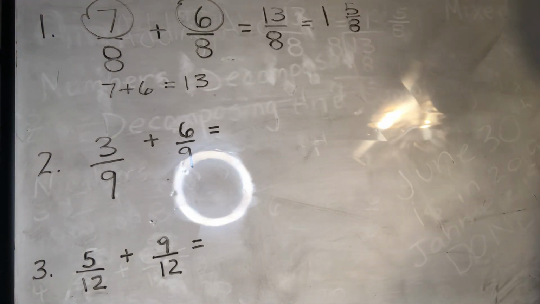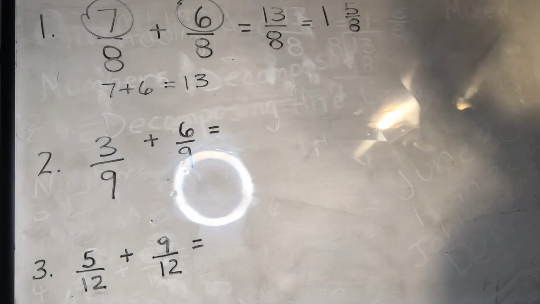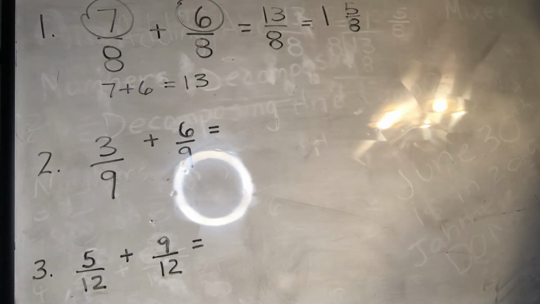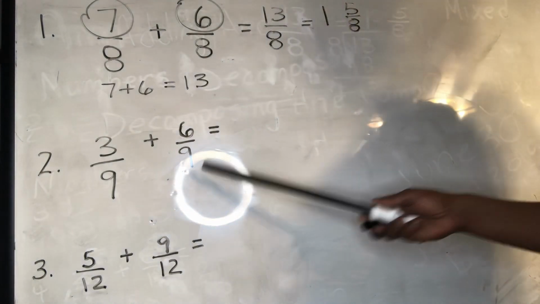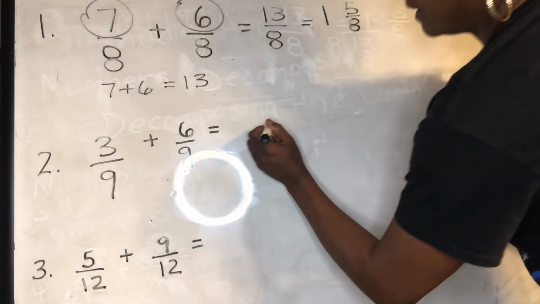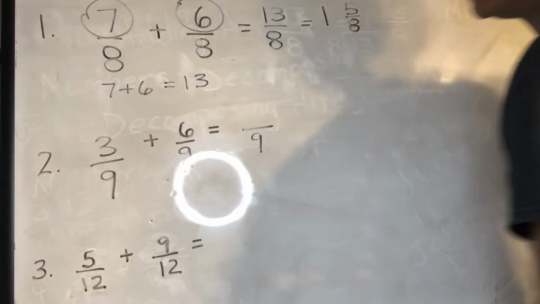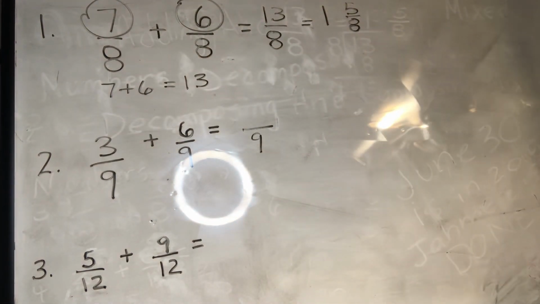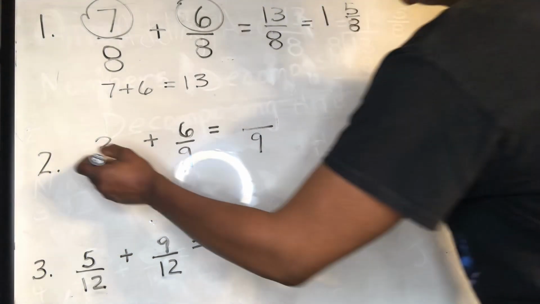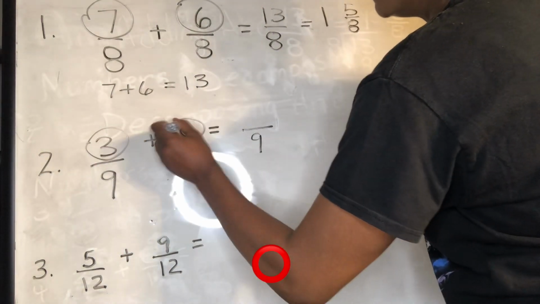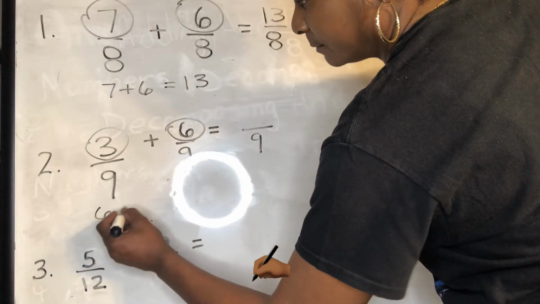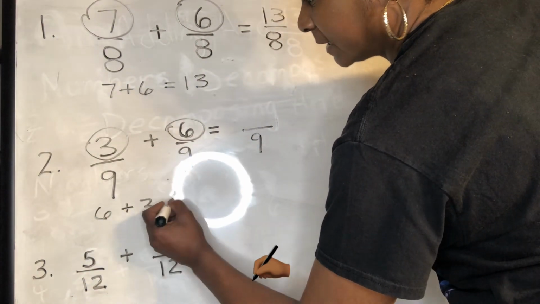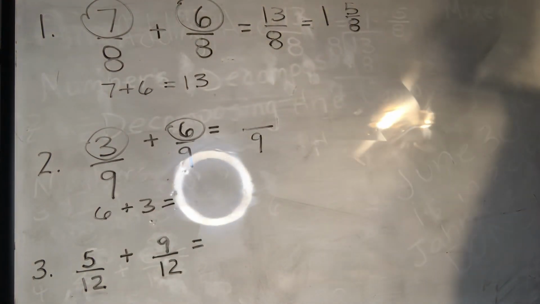Alright, so now for our second problem, we have 3/9 plus 6/9. We're going to continue, as always, doing the same exact steps. We notice that our denominators are the same, so we just set our denominator to be the same, which is a 9. Then we circle our numerator, which creates our number sentence. I'm always going to write my larger number first, so I'm going to write 6 plus 3. It will get me to the answer quicker.